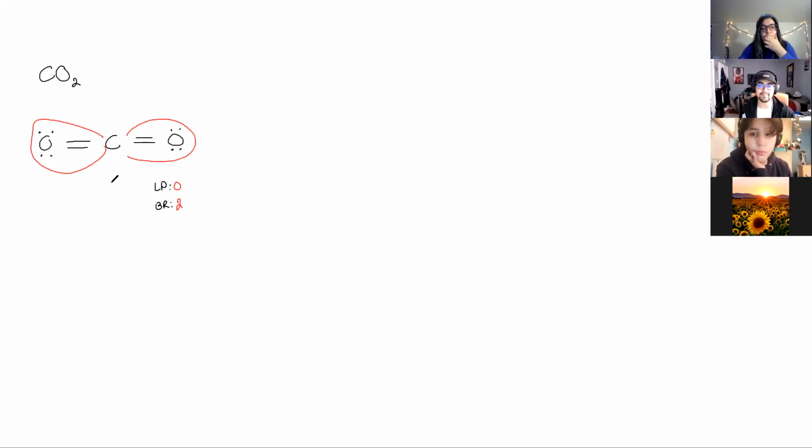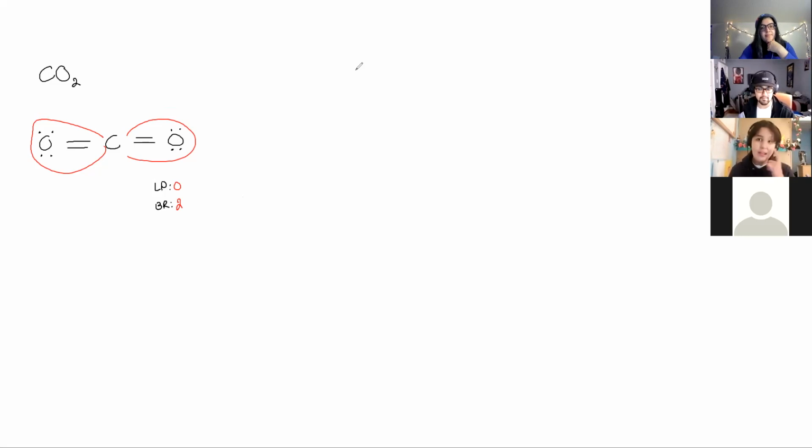Also, why are we looking just at the carbon right now? Why did you get the numbers just from the carbon? It's the central atom. When we're determining the geometry of a molecule, we're only interested in what's around the central atom. That's why we don't care what the oxygens have.